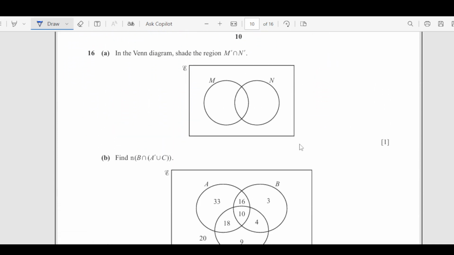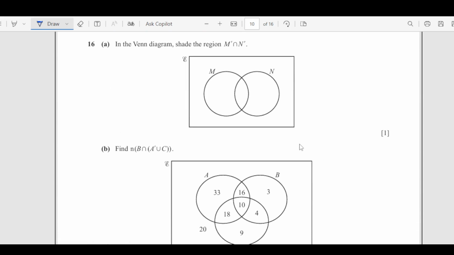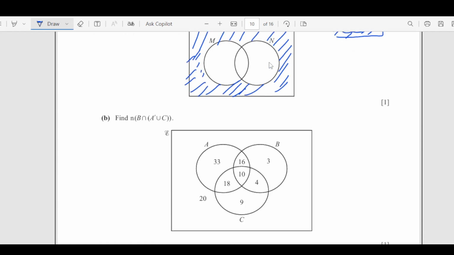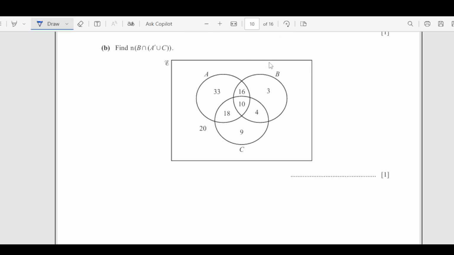Now number 16, in the Venn diagram shade M dash intersection N dash. M dash is like whatever part, this is M and this is N. So M dash means leaving the whole part of this. N dash means leaving this one and the other one. So the intersection is going to be like leaving M and N the whole part here, like this.